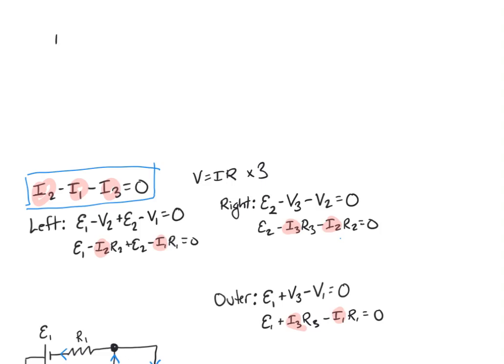Let's do it over here. I3 is going to be equal to EMF2 minus I2 times R2 divided by R3.